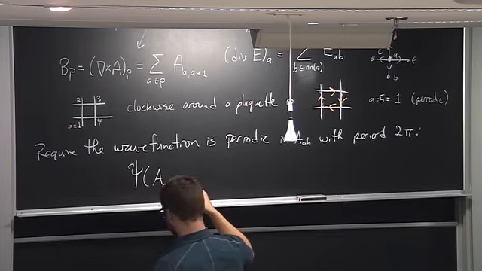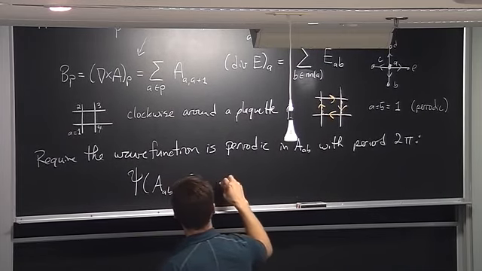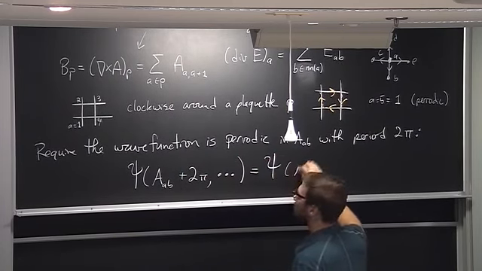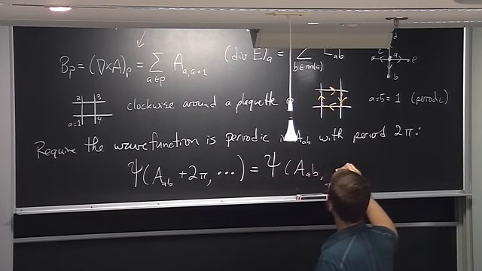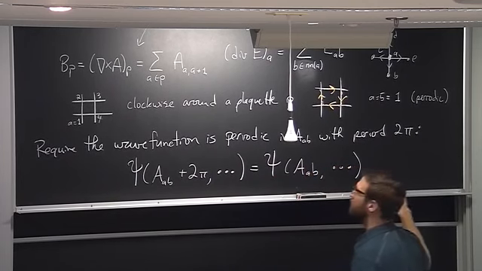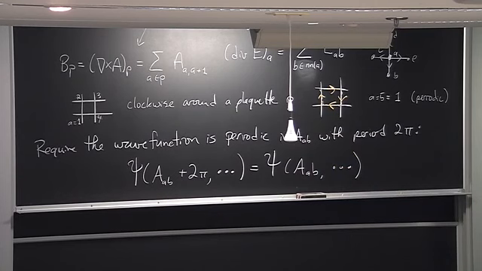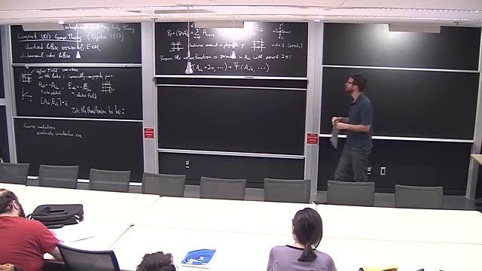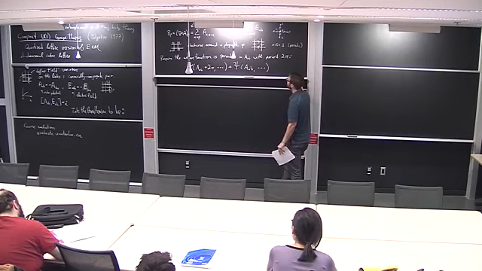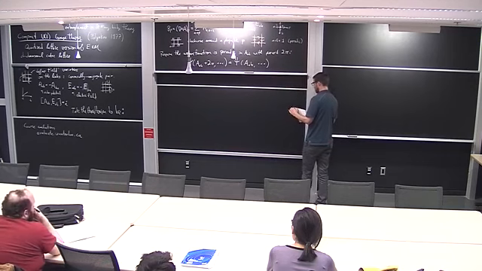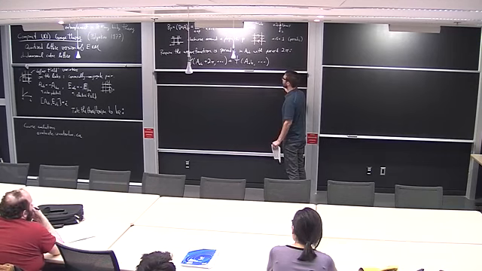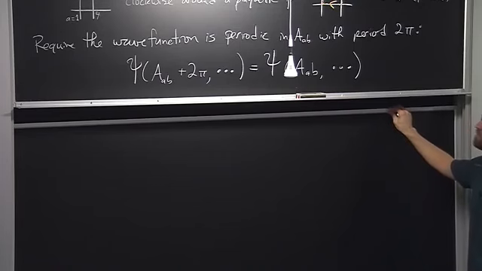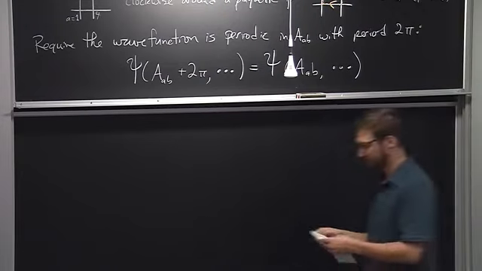So the wave function depends on many things. Let me write it like this. But let's ask that it's periodic in a vector potential, like that. We don't have to require that. But this is what's going to define the compactness of the theory. So once we do this, we can constrain essentially the values that our E's and our A's take.